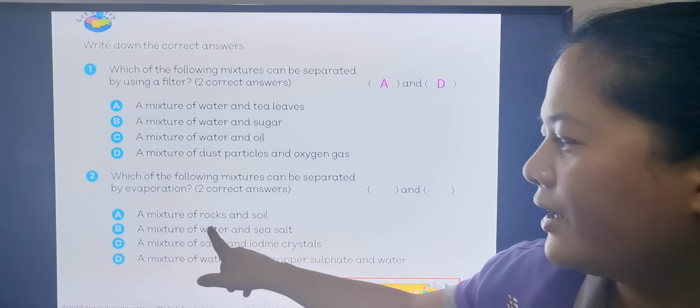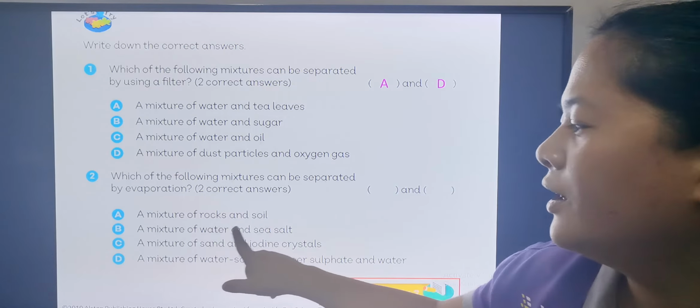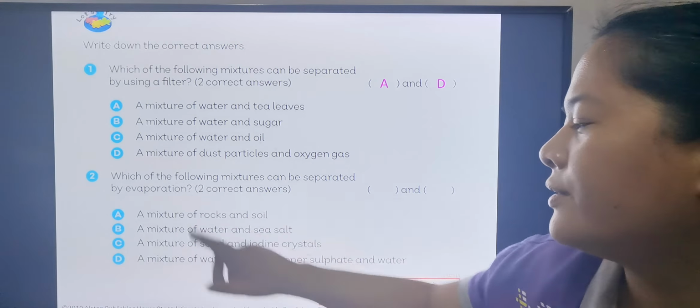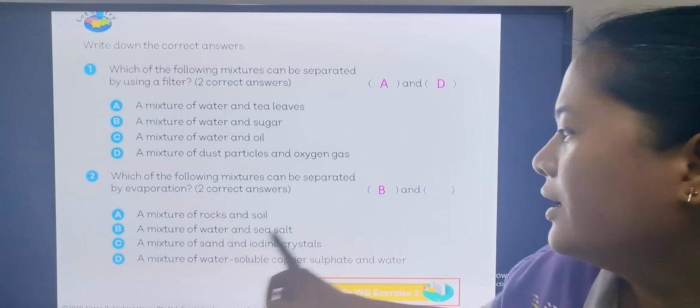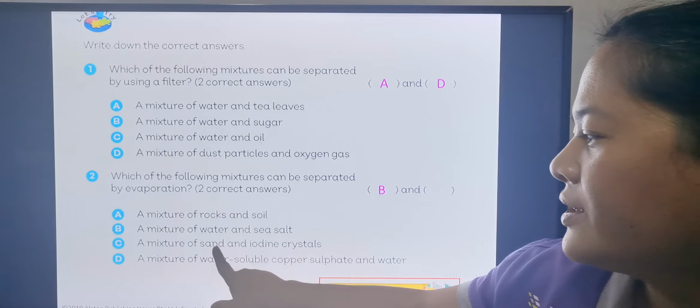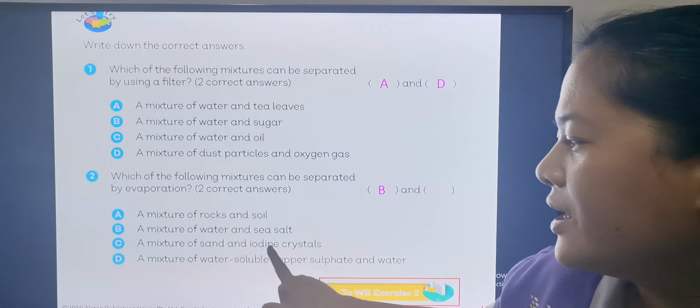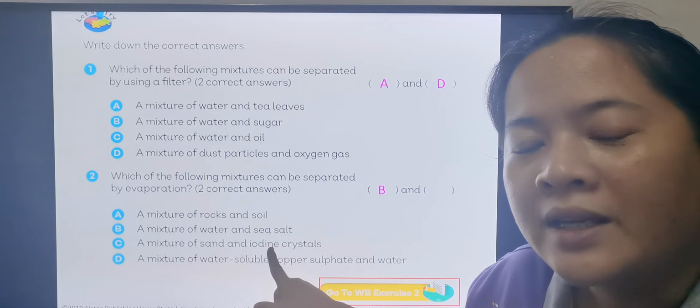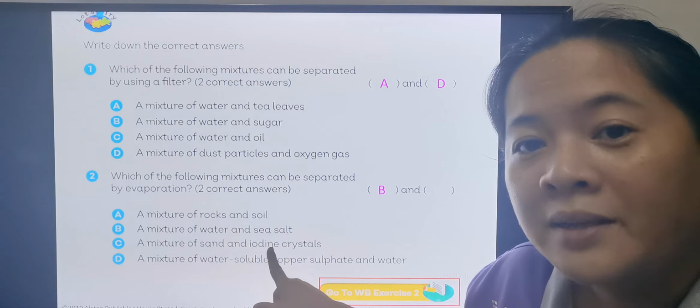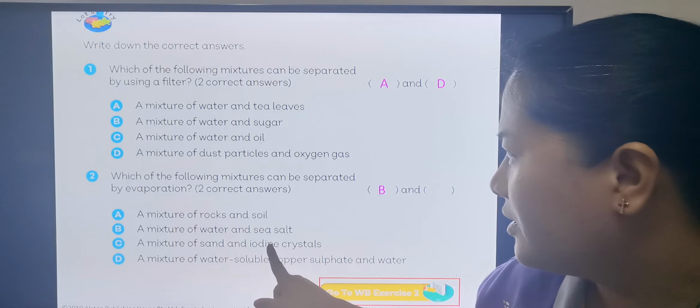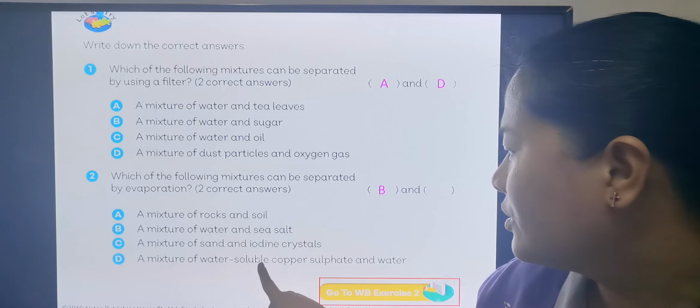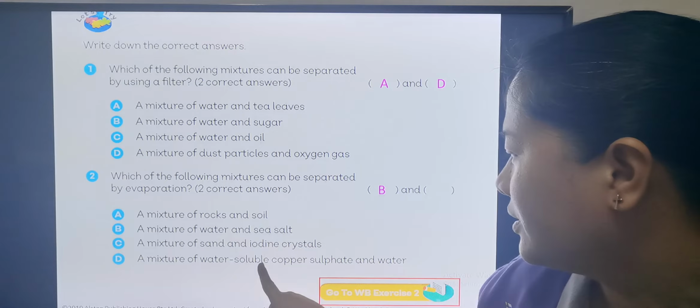So this is correct. Letter B, you can separate the water from the sea salt through evaporation. And then letter C, a mixture of sand and iodine crystals. Iodine crystal is a substance that sublimates, so this is not the correct one. Letter C, water soluble.